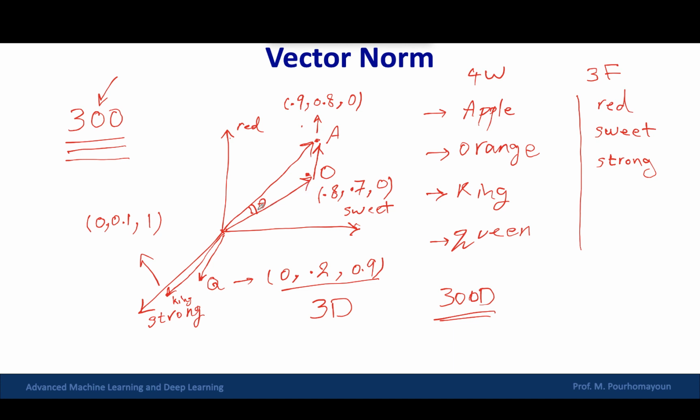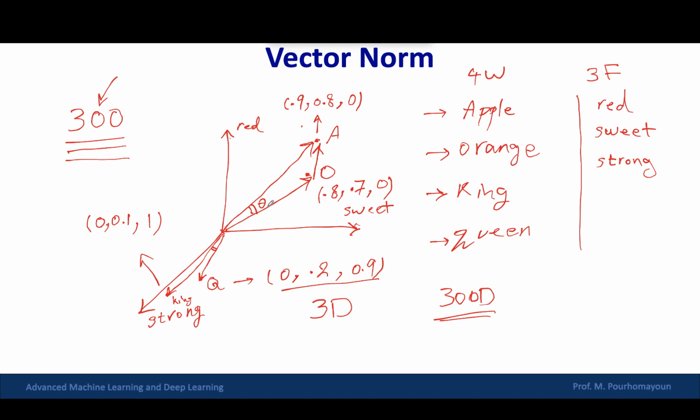So the words apple and orange are very similar. The angle is small. For king and queen, again, the angle is small. But if you have another completely different word, for example, computer, and you plot it in this space, or in 300 dimensional space, you will see that it's very different. The angle will be high compared to these two. So this is one way to find out what words are similar or related or have the same meaning.